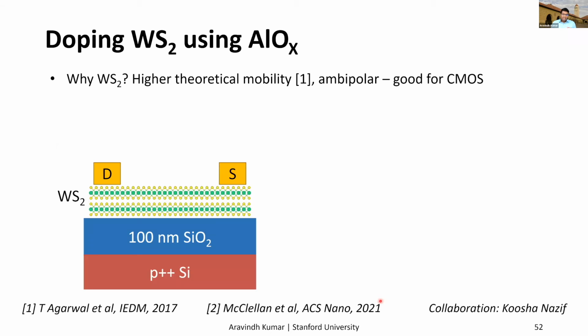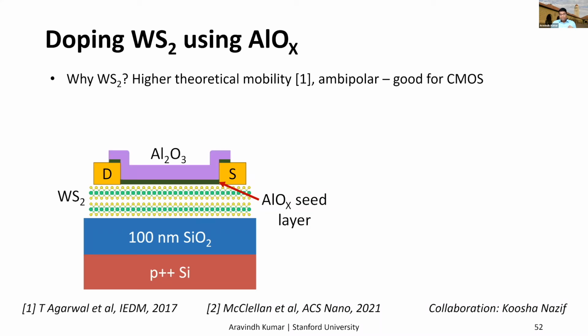Here we study bilayer WS2 transistors that were obtained by mechanical exfoliation. And the process of depositing alumina is similar to the Al2O3 encapsulation we used earlier. So we first start with the back-gated WS2 transistors, and then we deposit this aluminum seed layer by e-beam evaporation and expose it to air to let it oxidize. Then we deposit aluminum oxide by ALD.